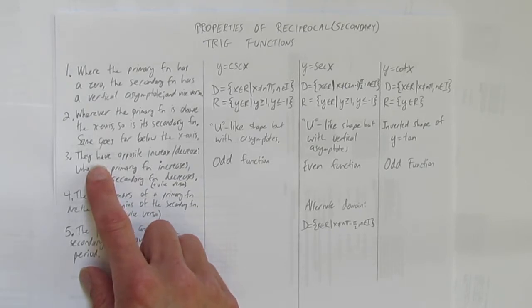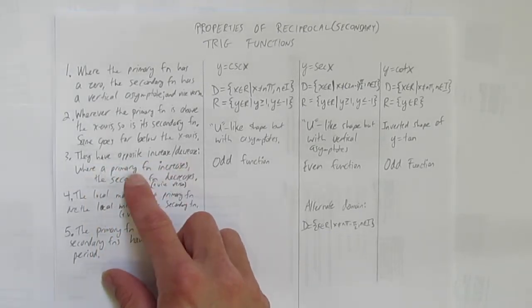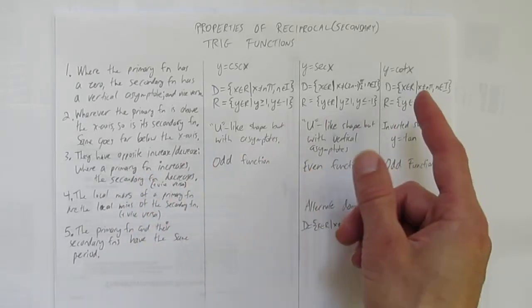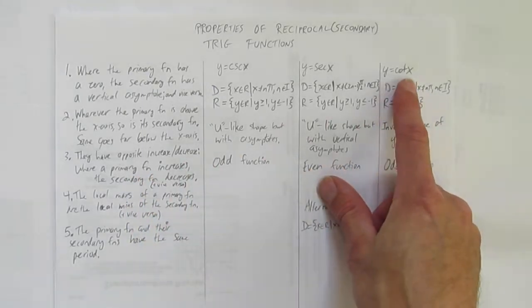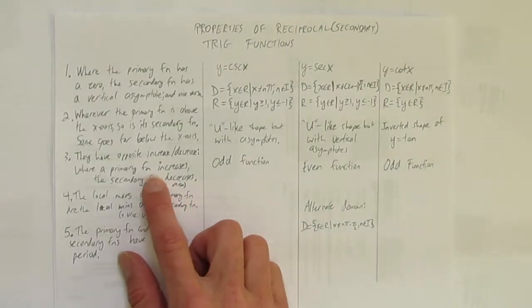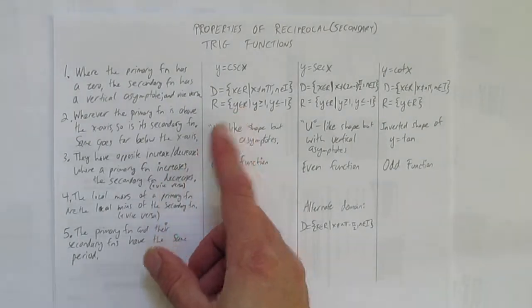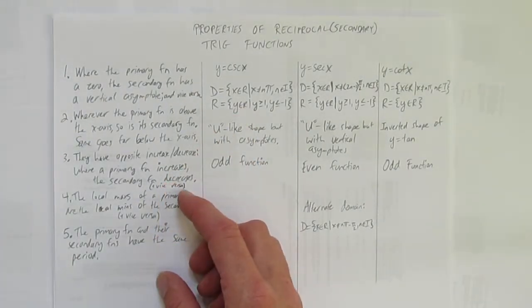Wherever cosine is below the x-axis, so will secant be below the x-axis. Third one, they have opposite increase and decrease. Wherever the primary trig function, like tan, say, increases, the secondary function cotangent will be decreasing, and vice versa. Wherever the primary function, say sine, is decreasing, cosecant will be increasing.